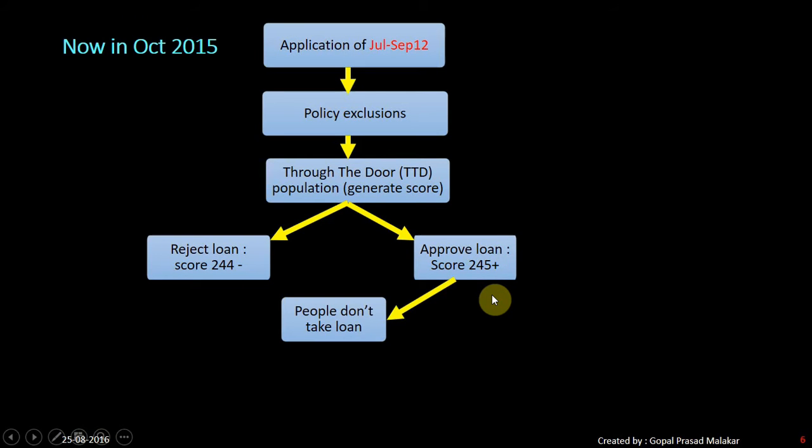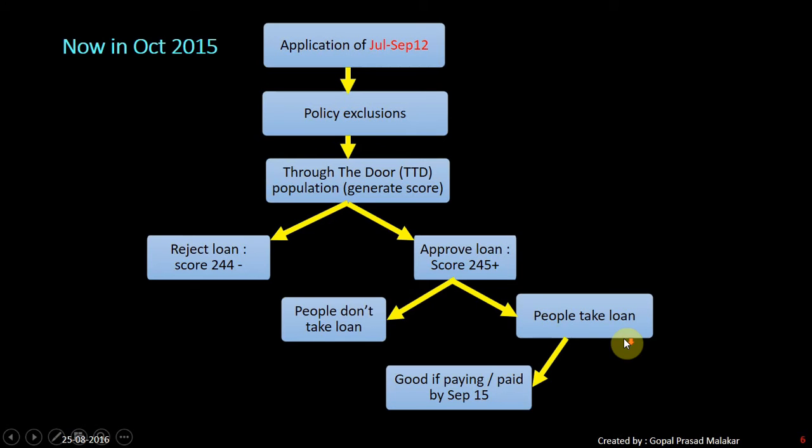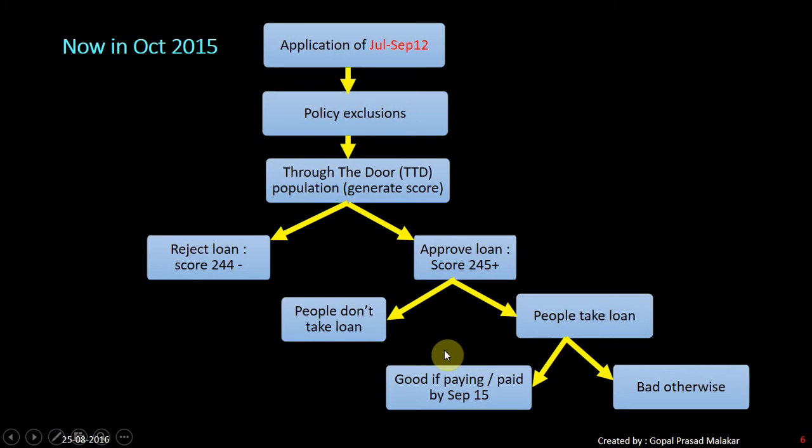Not necessarily will everybody whom you approve for the loan take it up. Sometimes people go to some other bank, or probably they have applied somewhere and have already taken a loan, so they do not take the loan. And some other folks will take the loan. Those who have taken the loan, by September 15, you'll call them good if they paid and never became severely delinquent in between. You didn't make any collection call or anything, so you're calling them good, bad otherwise.